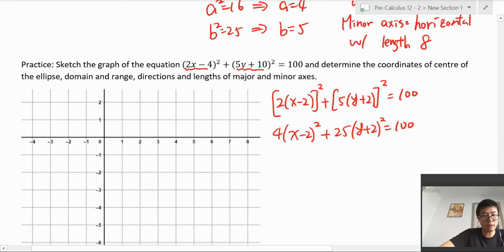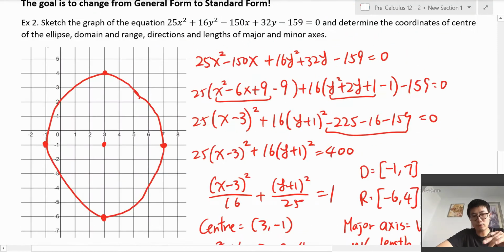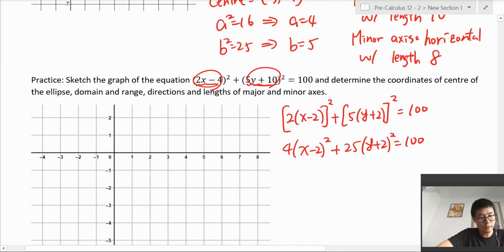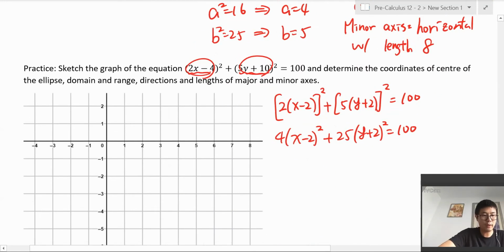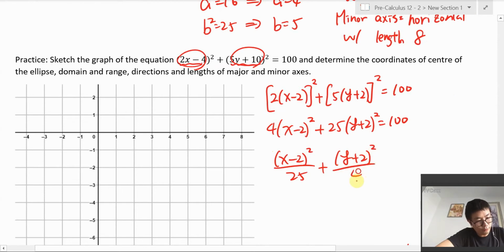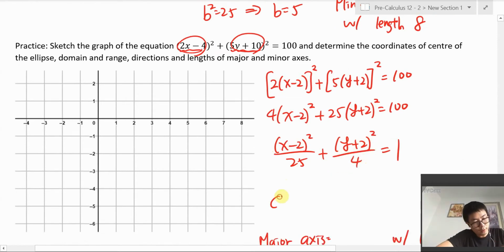Okay, so be really, really careful. If this is factorable, make sure you factor it, because again, standard form says it's x minus h, y minus k, not 2x minus h or 2y minus k or 5y, whatever, right? Okay, now we can divide both sides by 100, then you get x minus 2 squared over 25 plus y plus 2 squared over 4 equals 1. So then we have our center. Center is going to be at 2 comma negative 2.